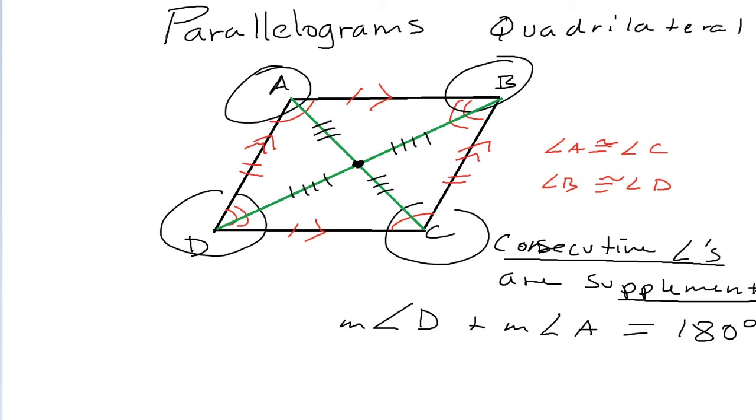Alright, so these are some basic properties of a parallelogram. Again, opposite angles are congruent, consecutive angles are supplementary, opposite sides are parallel and congruent, and consecutive angles are supplementary.